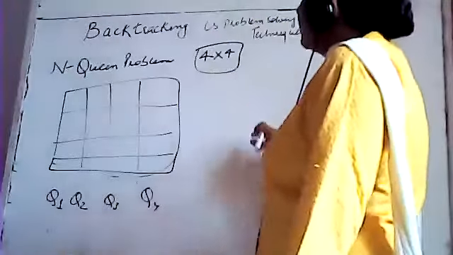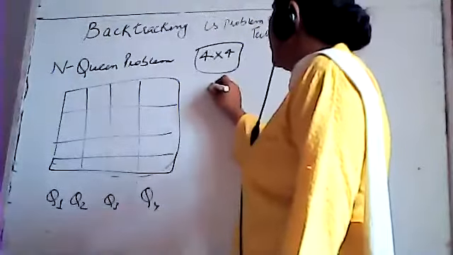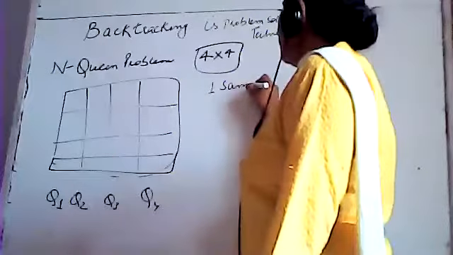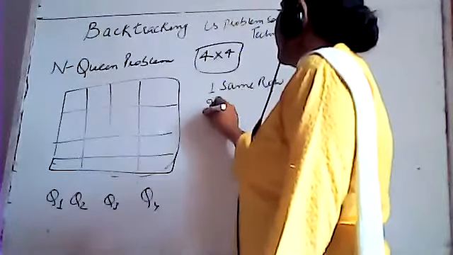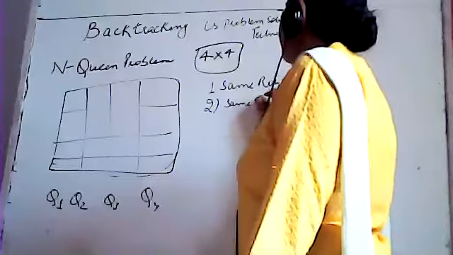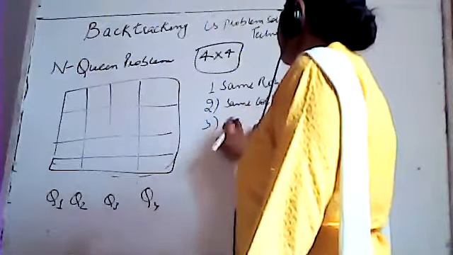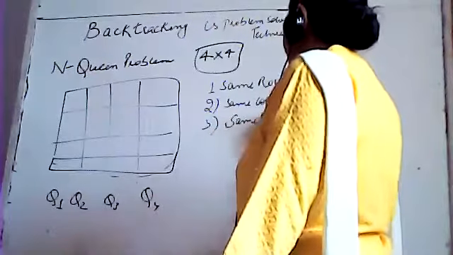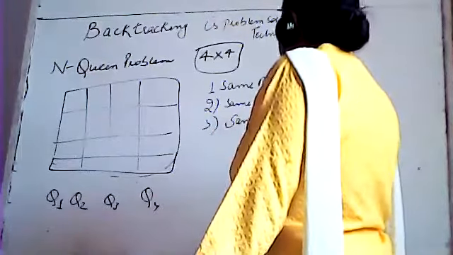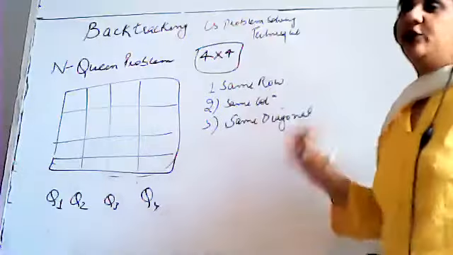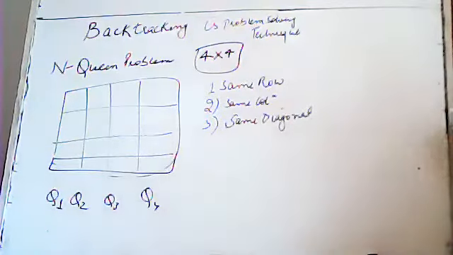What are the conditions where 2 queens are likely to be under attack? First, if 2 queens are in the same row. Second, if 2 queens are in the same column. Third, if 2 queens are in the same diagonal. So this is my bounding function, which will apply to the n queens problem. Now we have to find in which row and which column a particular queen will be placed, so that no 2 queens can attack each other.